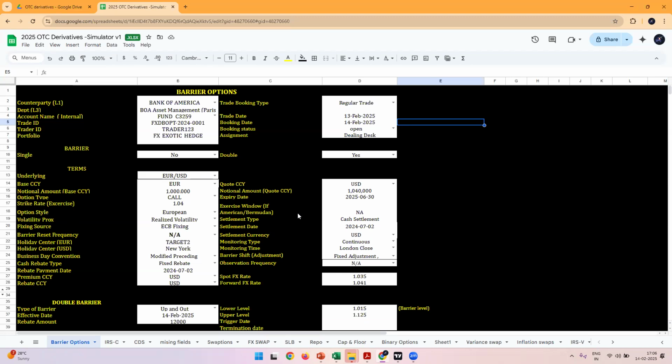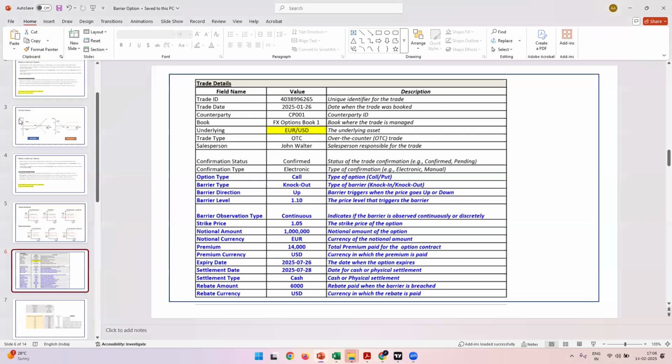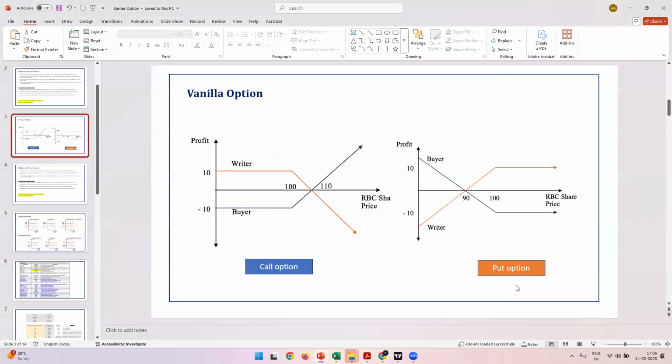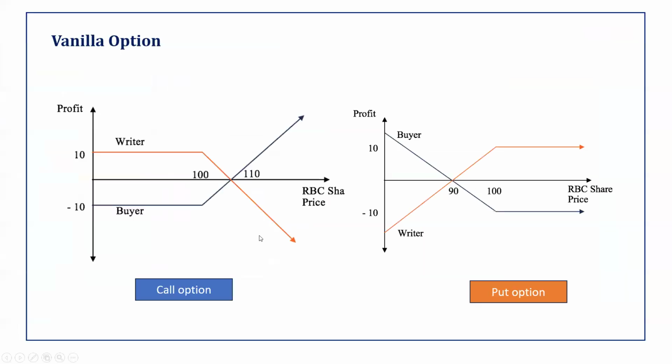system. Now, usually barrier options are traded in the OTC derivative market when compared to vanilla options. So let us understand the difference between a barrier option and a vanilla option. Now, this is a simple vanilla option where the holder will pay $10. We call it a premium, and the strike rate here is 100.